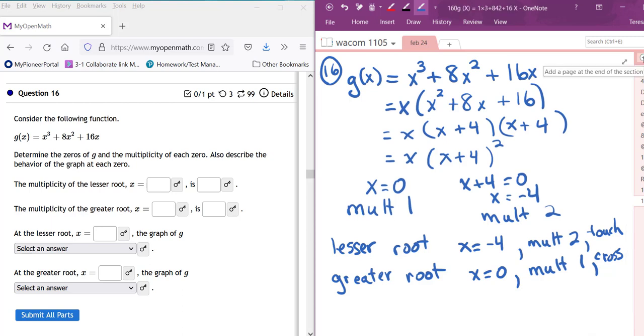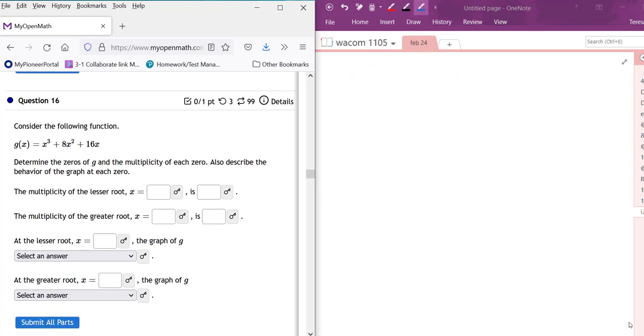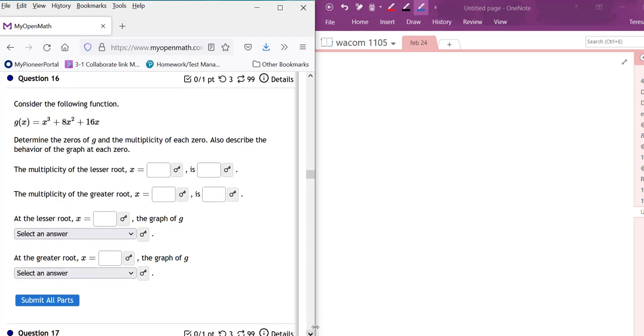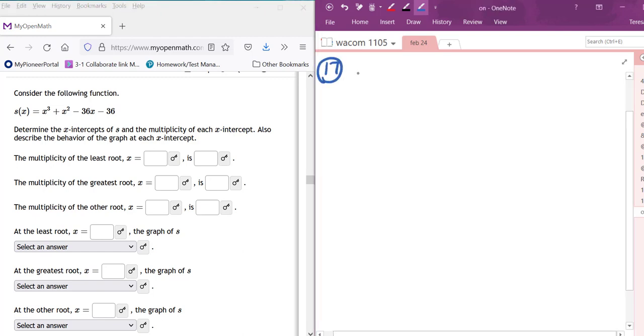Right. I also picked 17 just to look at a couple different kinds of factoring and remember. This one is 4 terms, and you're going to factor that by grouping. So s of x equals x cubed plus x squared minus 36x minus 36.